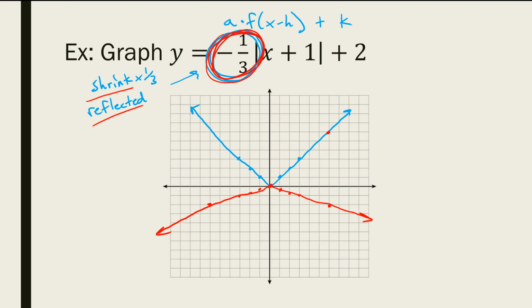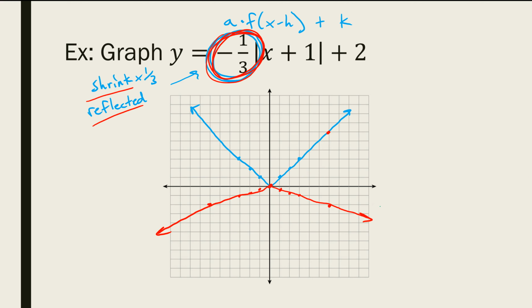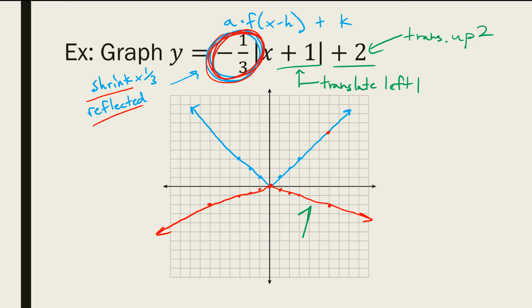Awesome. Now that I've done that, now that I've done the multiplication step, order of operations says next, do the addition. So remember what the h and the k do. This +1 inside the absolute value means I need to translate left by 1. This +2 means I need to translate up 2. So I'm going to take this new function that I already shrunk and reflected, and I'm going to make these changes. And again, it means literally taking every point and moving it over 1, up 2.